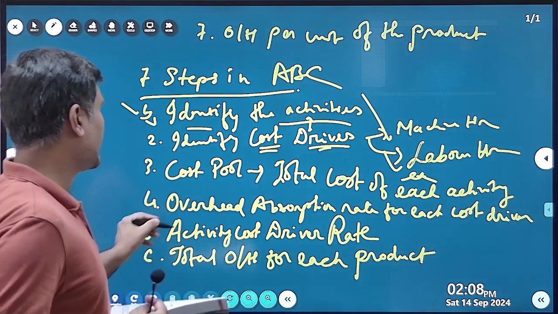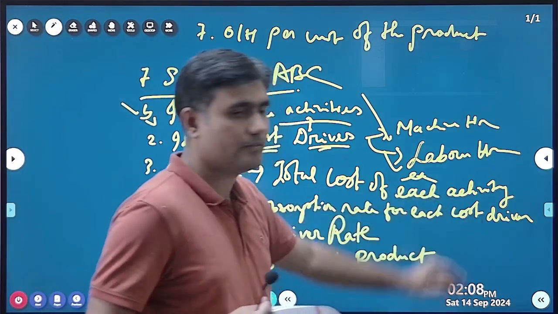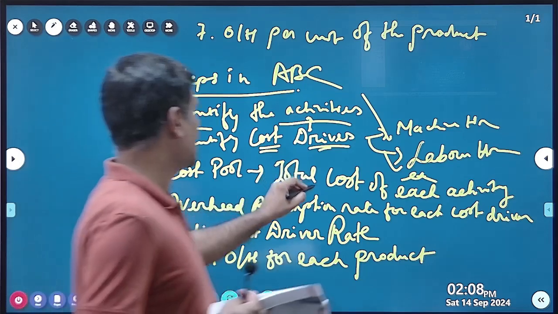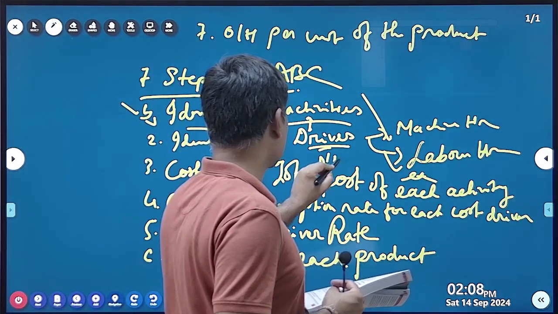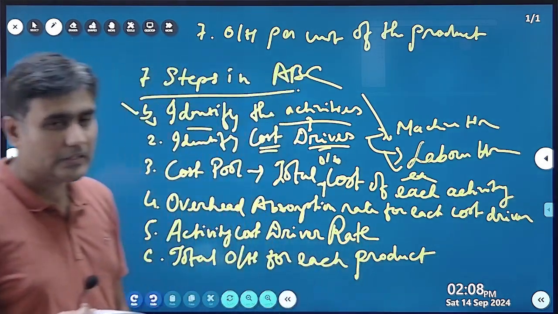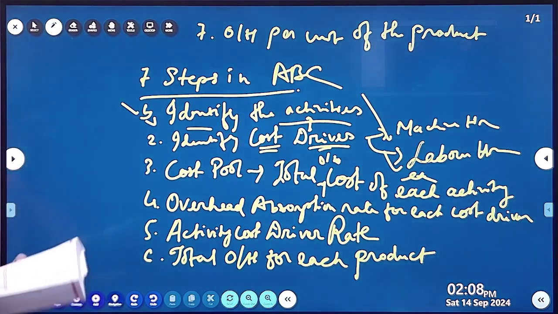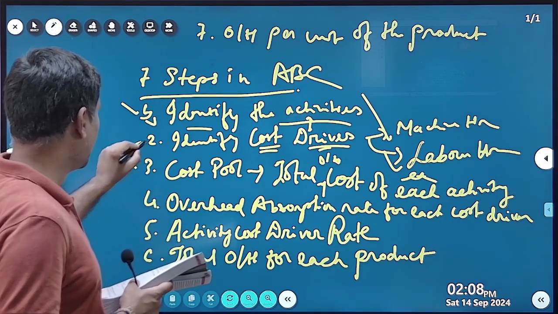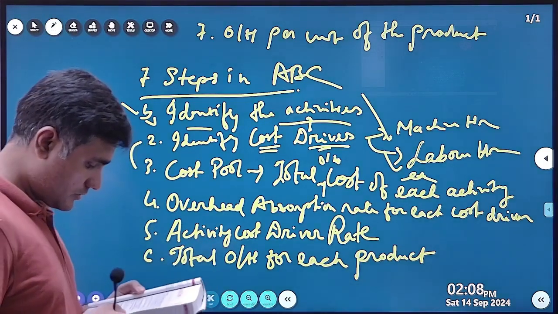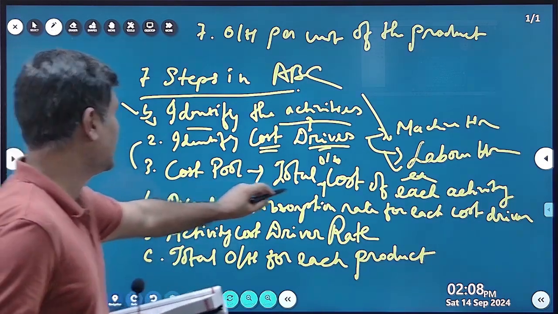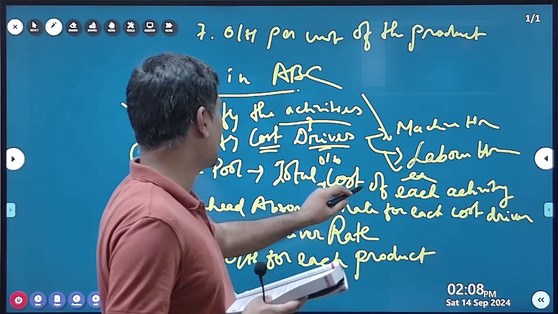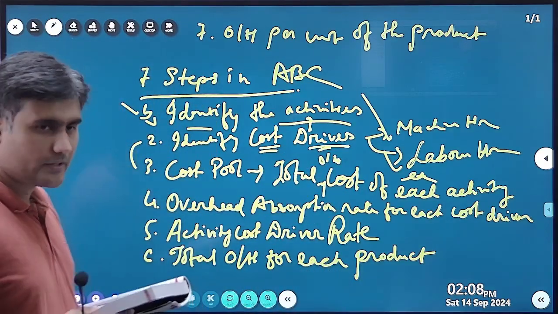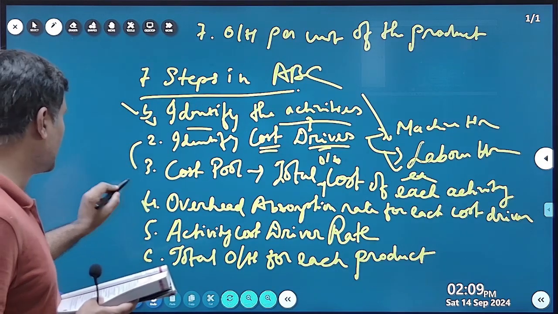Then you will calculate the total cost of each activity. The total overhead cost for each activity will be given. Then we calculate what? Overhead absorption rate. This divided by this. Total cost of an activity divided by cost drivers. This will be the overhead absorption rate.